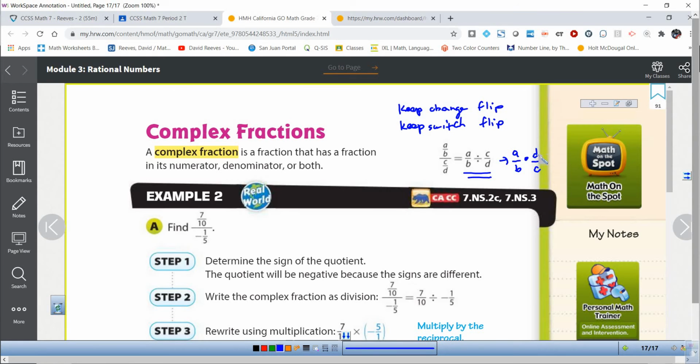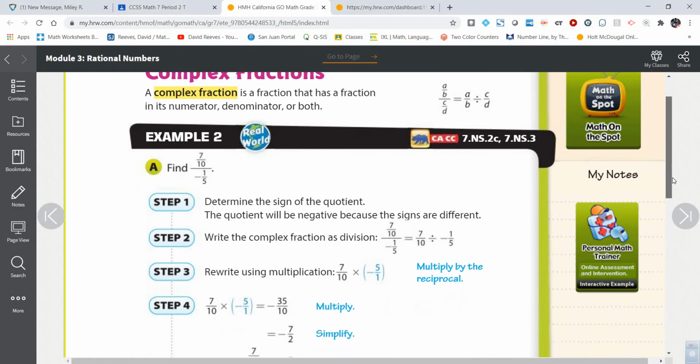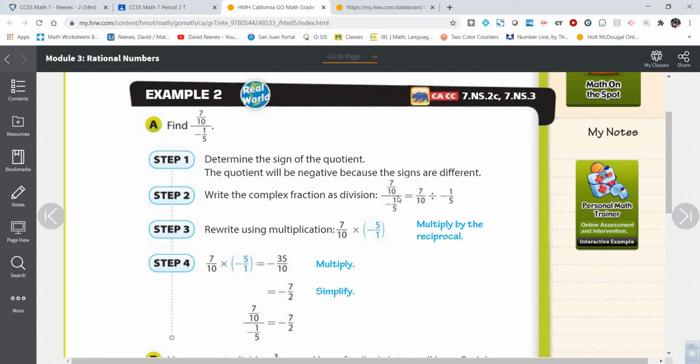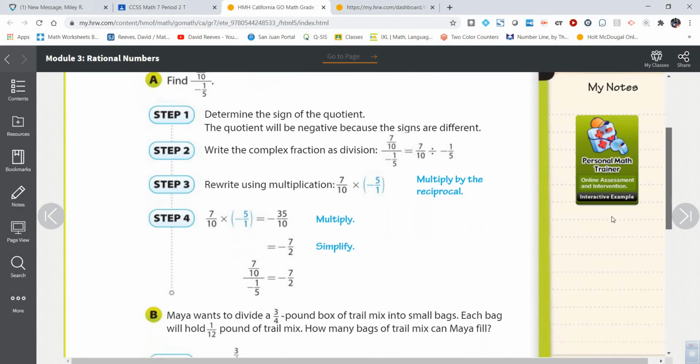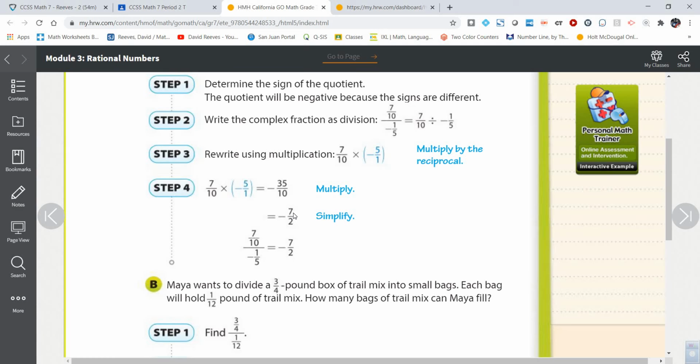Keep, switch, flip. All right? So when you divide by a fraction, that's what it looks like. Change it from dividing by a fraction to multiplying by its reciprocal. So you could see right here, that's what they did. They had 7 over 10 divided by negative 1 over 5. They kept it, they switched it, and they flipped it. And when they did that, the answer they got was negative 7 over 2.